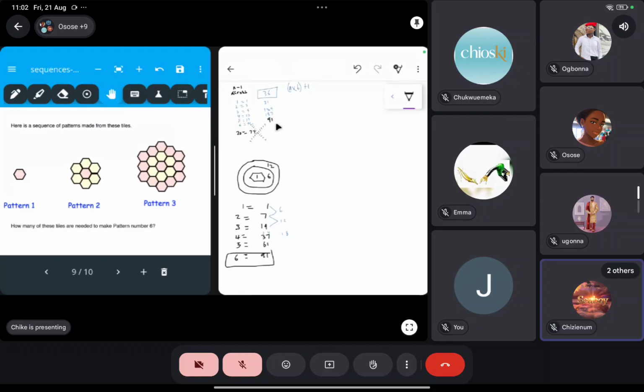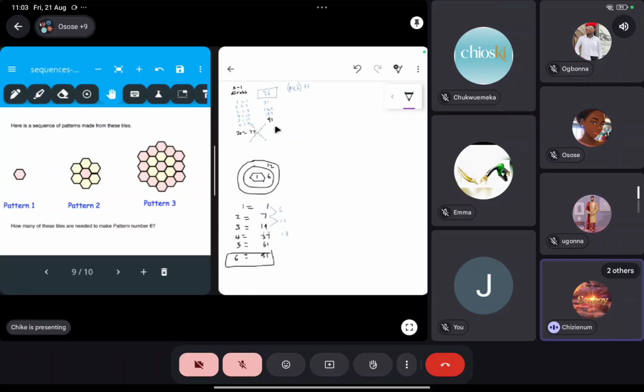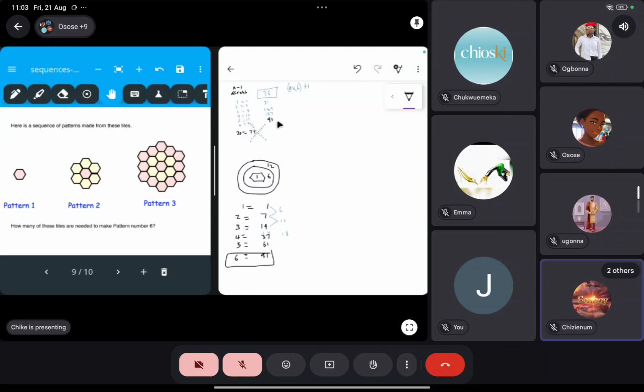Addition. Wait, let me hear him. Yes? Go ahead, the person that got 91. Sir, by the continuous addition of the multiples of 6. Okay, the same way.